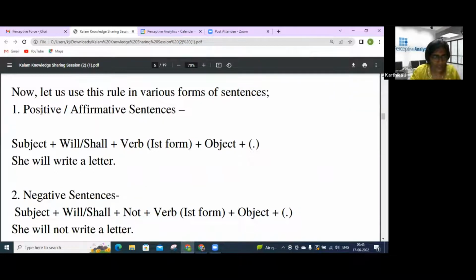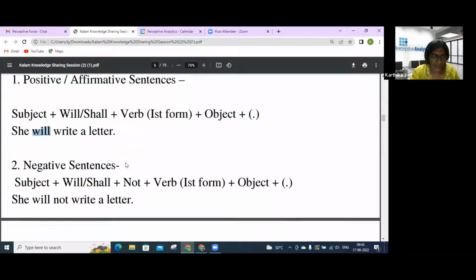First one is a positive sentence. So the rule for this is subject plus will or shall plus V1 verb plus object. So here the verb is write. So she will write a letter. The object here is letter. So the verb is write, and it is going to happen in the future, so we are mentioning will here. So she will write a letter.